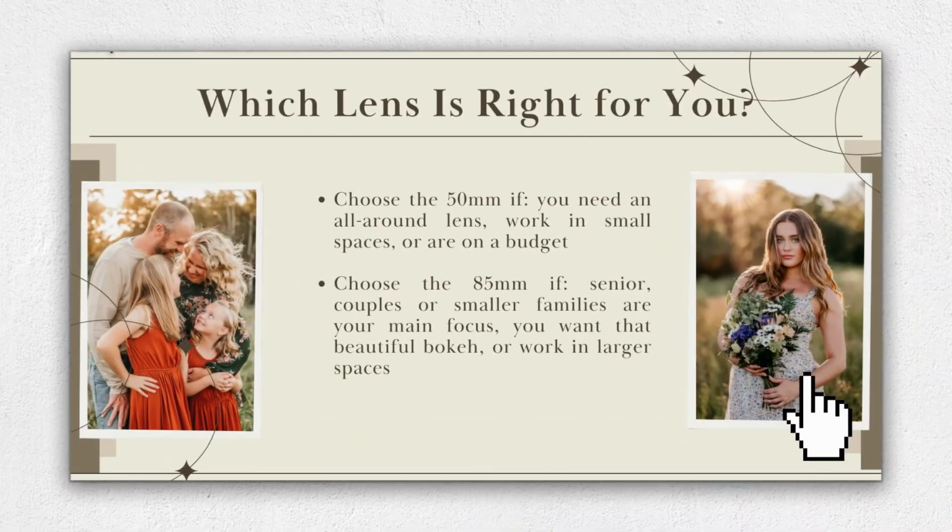Okay, so in the end, which lens is right for you? So I would personally suggest to choose the 50 if you need an all-around lens that works well in a small space, or if you're going to be shooting bigger groups of people, or if you're on a budget. And then I would also choose the 85 if you are solely focusing on seniors or couples or maybe smaller families and they're your main focus and you want that really beautiful bokeh, or if you usually work in a larger space, it's a really great lens.